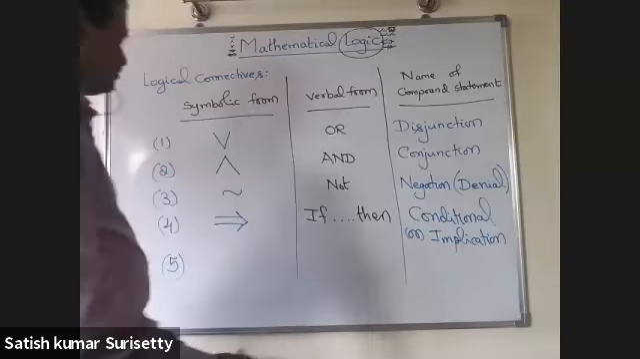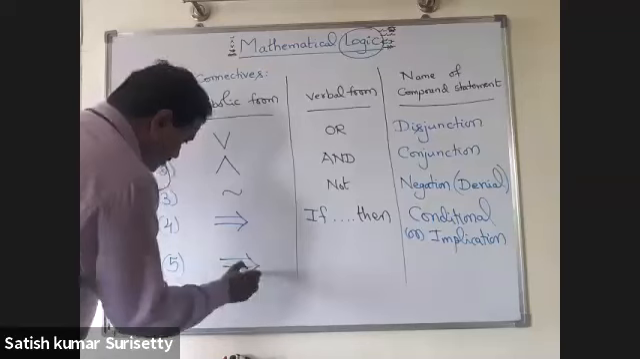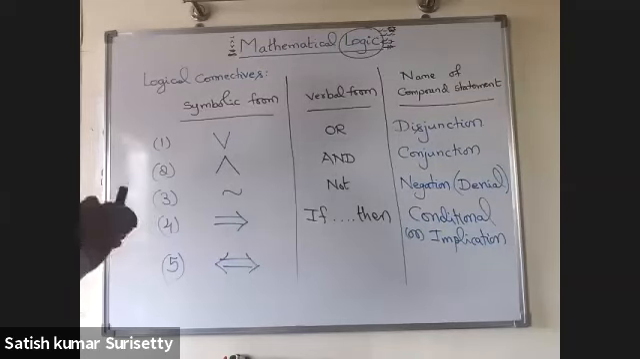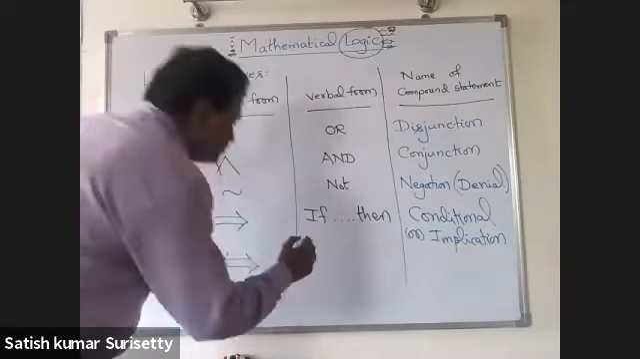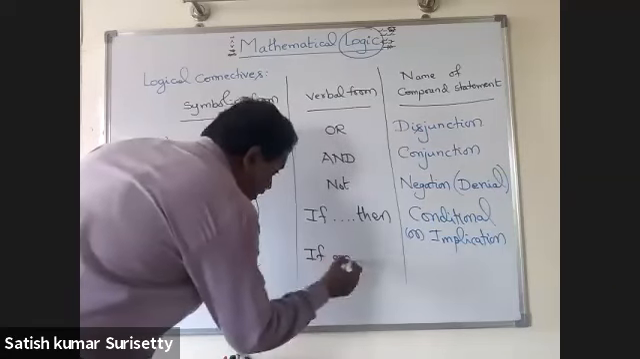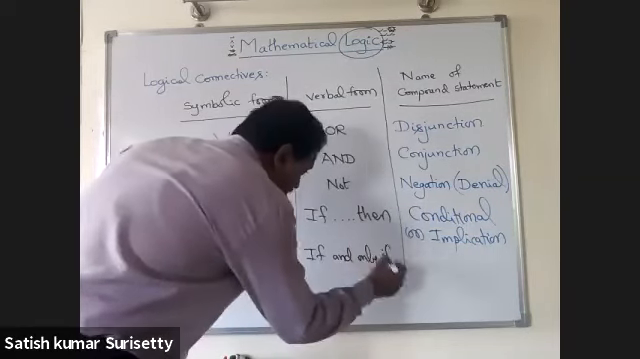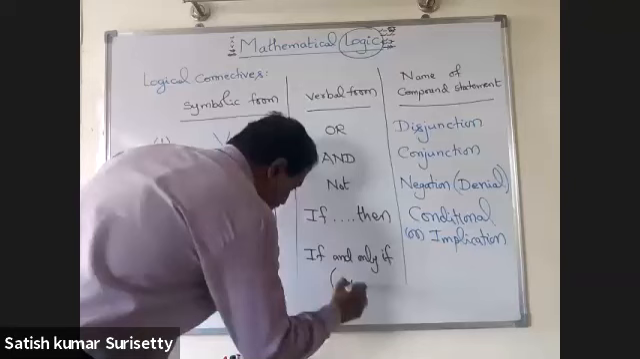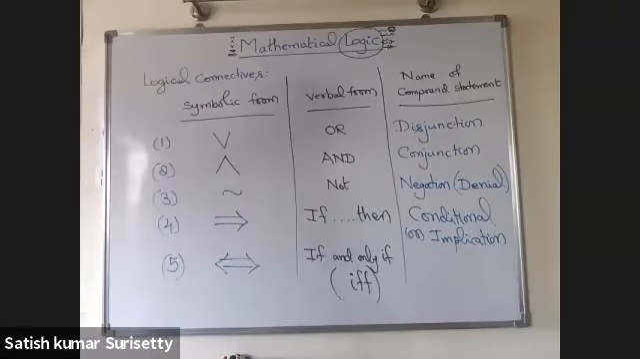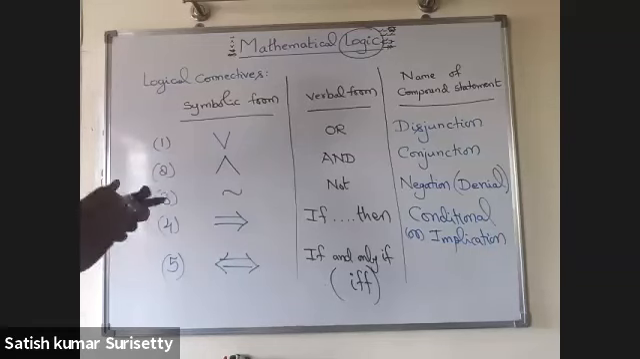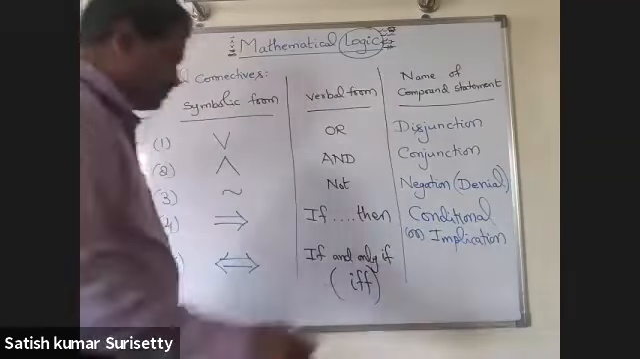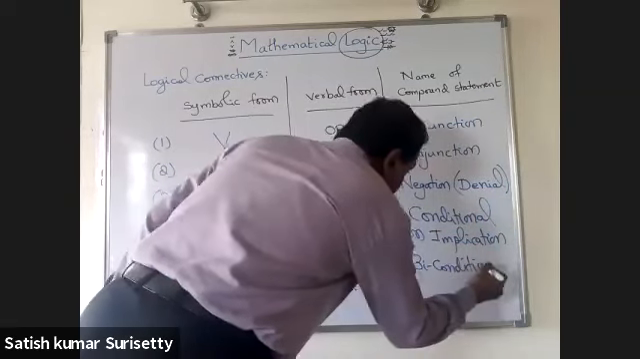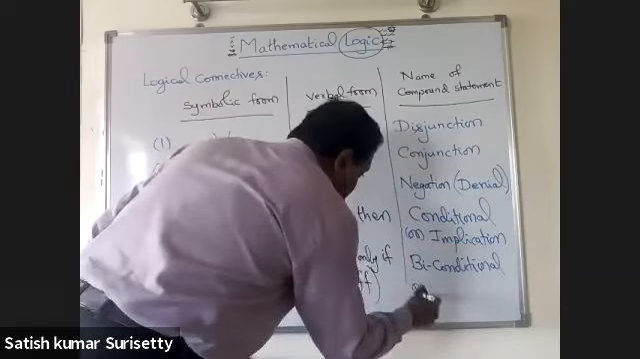Fifth one, an arrow mark pointing in both directions. The verbal form is if and only if, or in the simple way it can be written as iff. The name of the compound statement is biconditional or bi-implication.